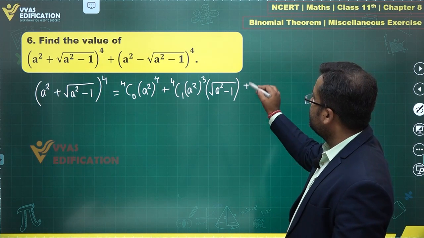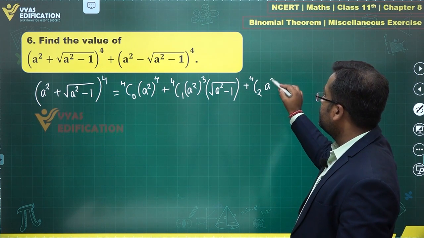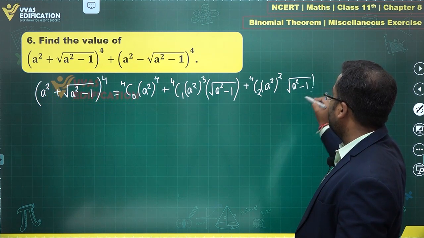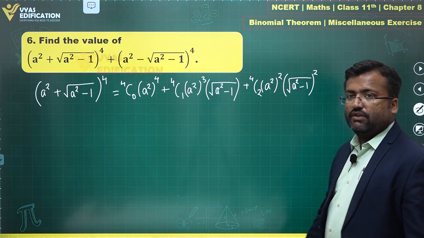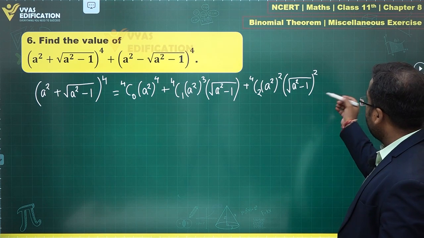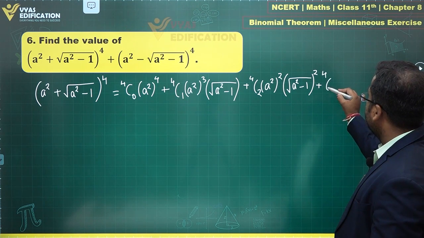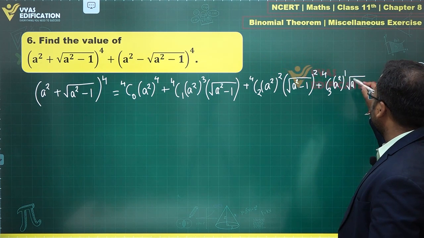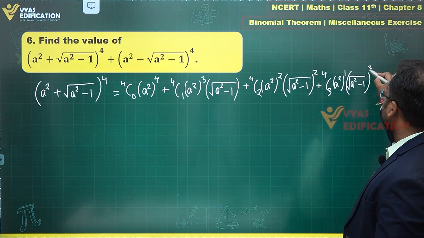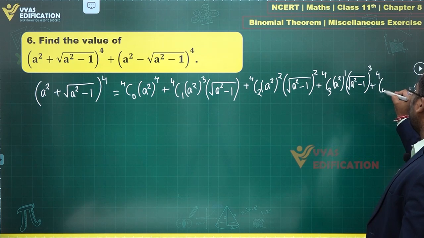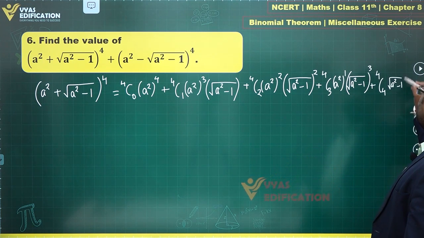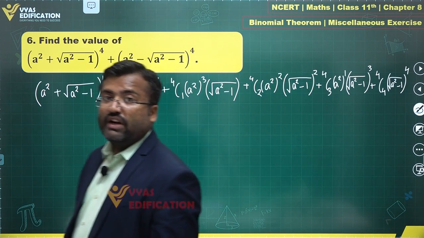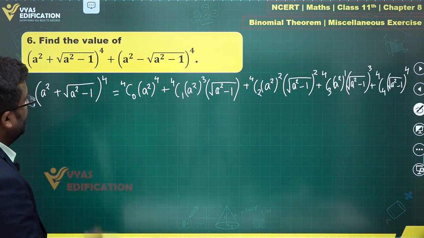Next term will be 4c2 a square power 2 under root of a square minus 1 power 2 is what you'll get over here. The next term will be 4c3 a square power 1 under root of a square minus 1 power 3, and the last term will be 4c4 under root of a square minus 1 power 4. This would be the last term over here. Take a look at this complete expression as written over here.